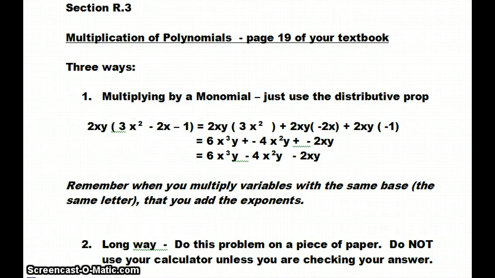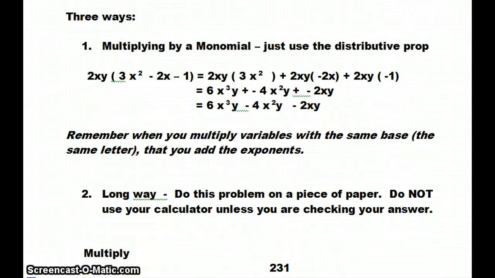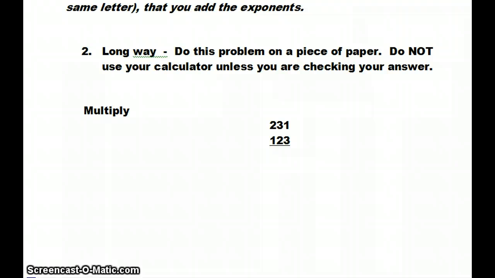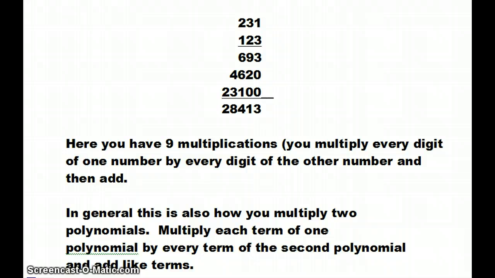The second way that we're going to talk about is the long multiplication way. And what I'd like you to do on this problem is get a piece of scrap paper out and work the problem on a piece of scrap paper. Do not use your calculator unless you're checking your answer. So I'd like you to pause the video for just a minute and multiply 231 times 123 for me. When you've got your answer, then turn the video back on and restart. Hopefully you got 28,413 for your answer.